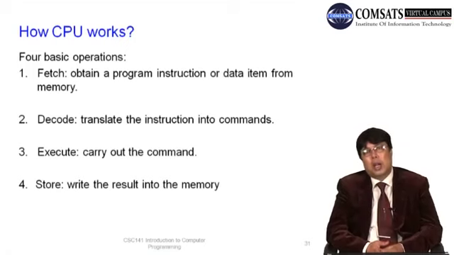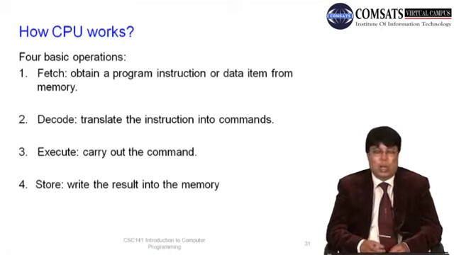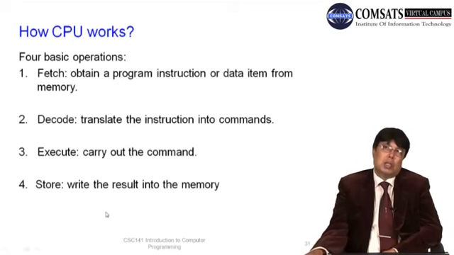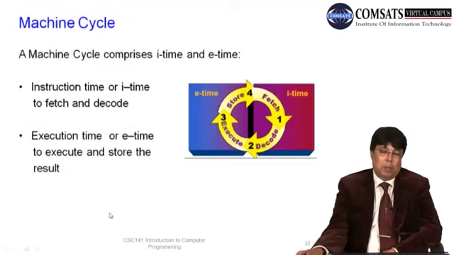So if you carry out certain execution, then you are required to save the data also. So how can you save the data? You will store the data, meaning you have to empty those registers and take all the process information back and put it into the memory of the computer. So 4 steps: fetch, decode, execute, and store. These are the 4 basic operations that are performed by the CPU.